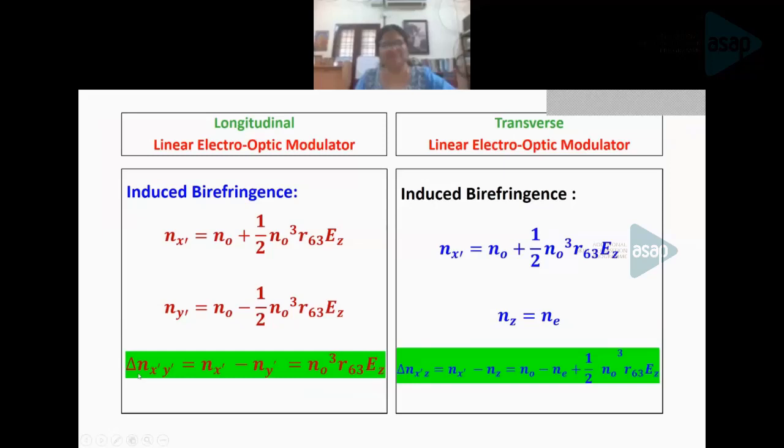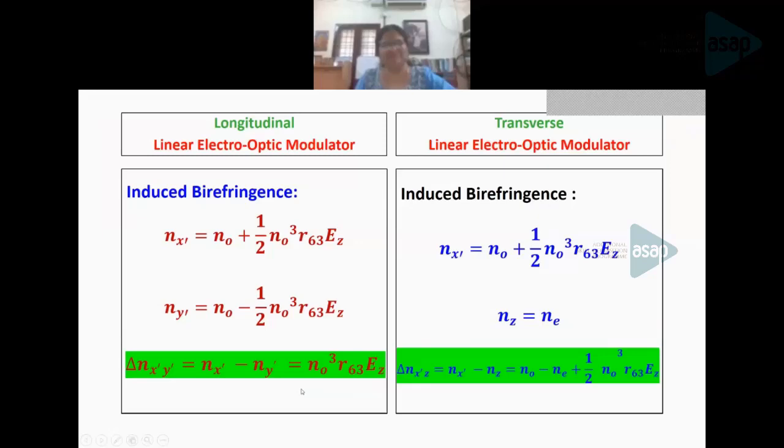Now we have to see what is the net phase shift or retardation between the polarized waves along X prime and Y prime in the longitudinal case, and the induced retardation or phase shift between X prime and Z components in the case of transverse modulator, transverse linear electro-optic modulator.